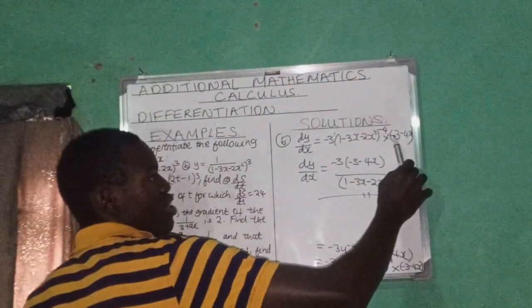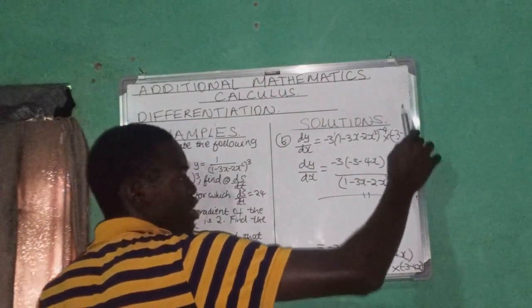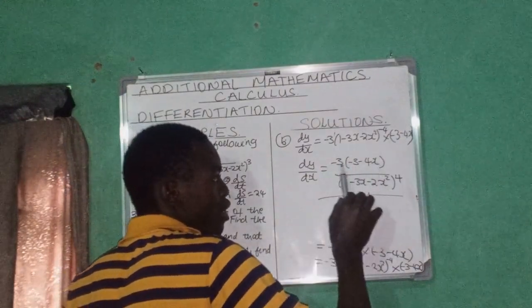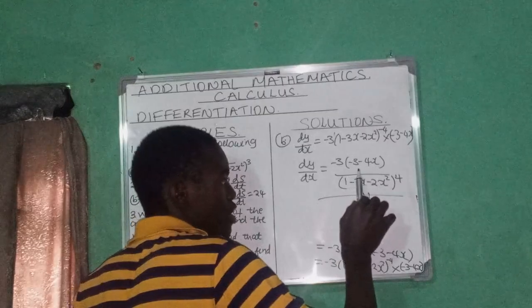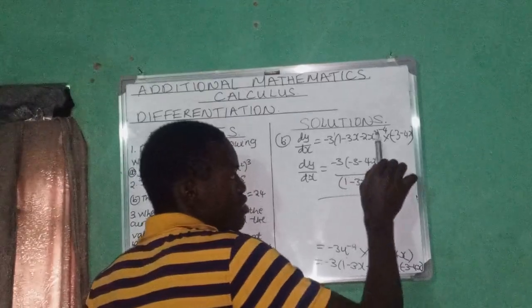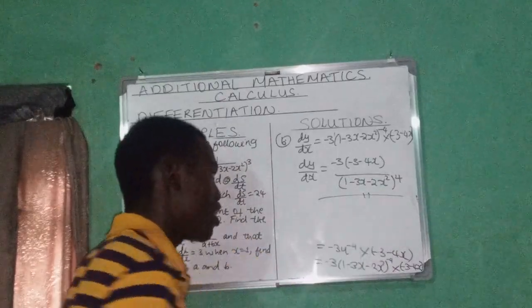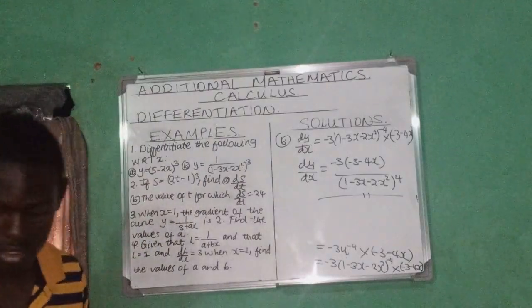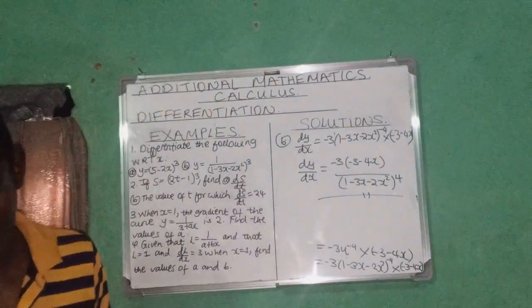So since the negative 3 minus 4x didn't have any negative power, I left it on top, and I did negative 3 multiplied by negative 3 minus 4x. And then the core, which is this part, had negative power. It went down and became a positive, raised to the power positive 4.